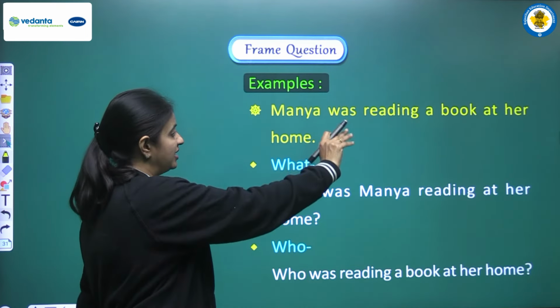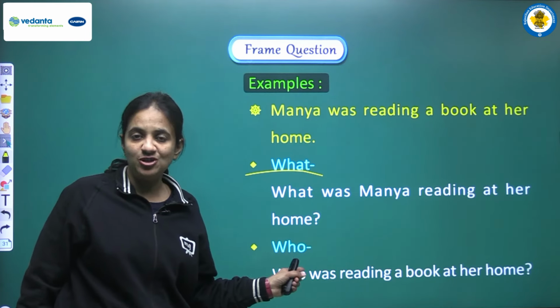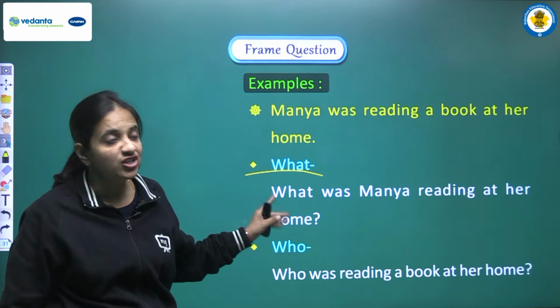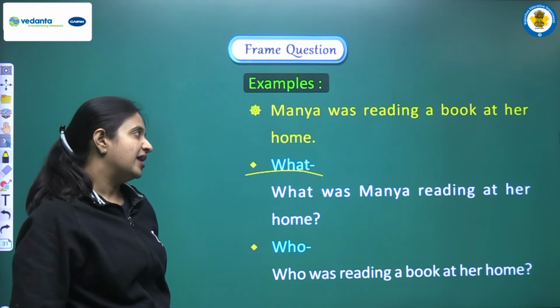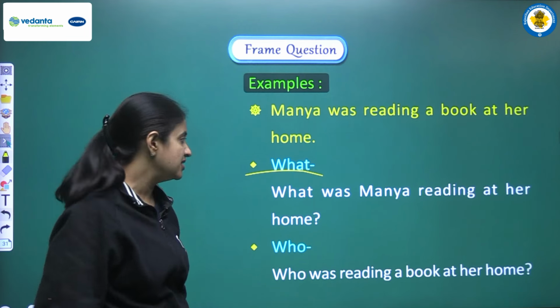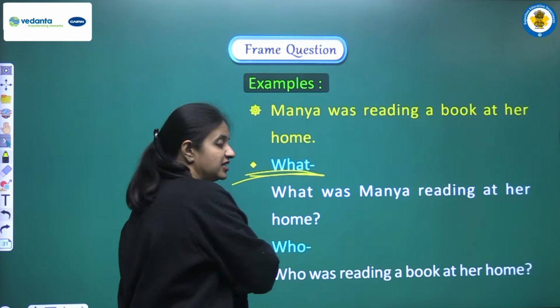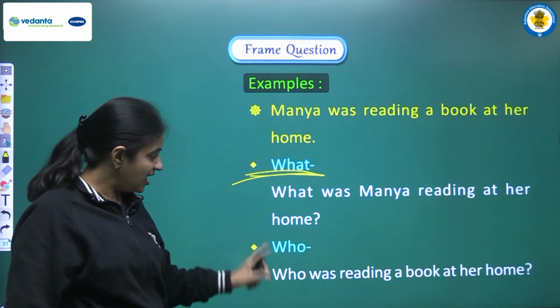So we have one answer statement and the WH word, so we have to use this WH word and then frame a question for this given answer statement. So let's see the first one. Manya was reading a book at her home, okay? So this is the answer, and the given WH word is what. So we have to make a question using what. So let's see how we can make it.